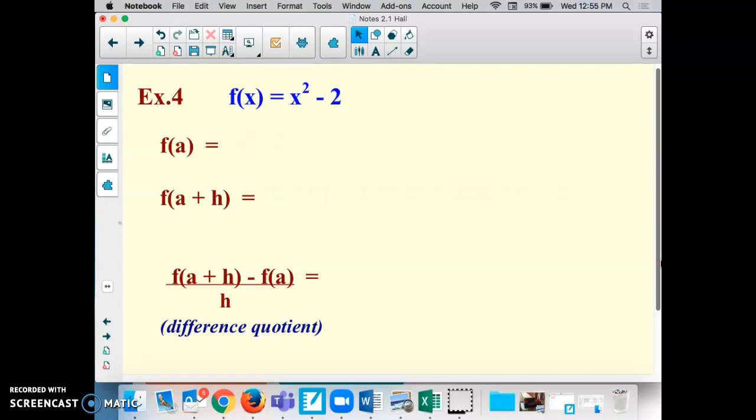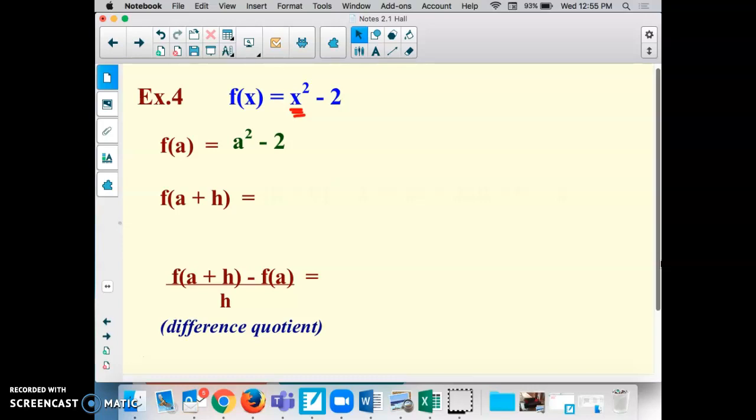In the place of x, this first one, f of a, I'm going to put a. So instead of x, I put an a. So I have a squared minus 2. All I did, again, I plugged in a in the place of x.